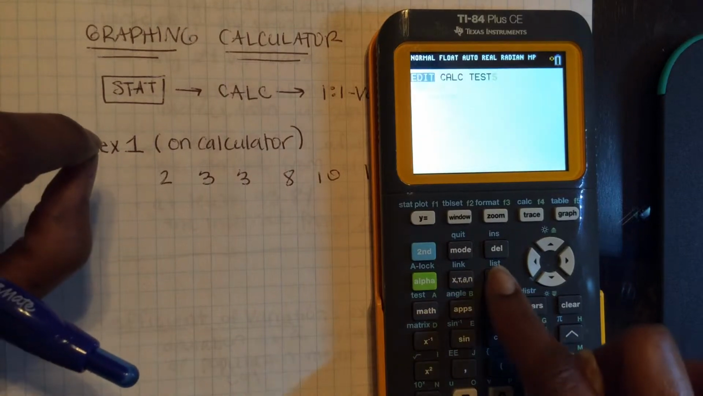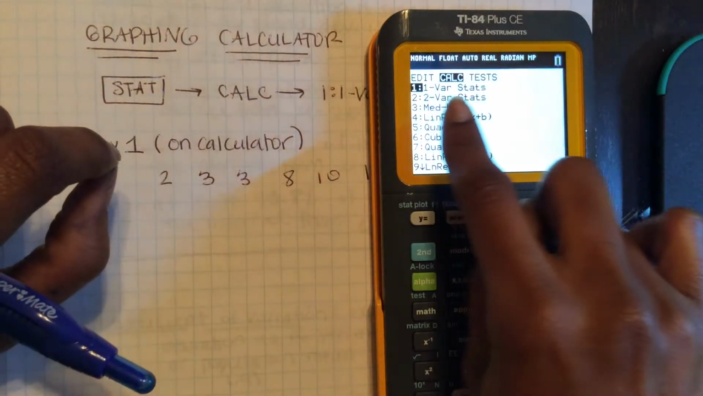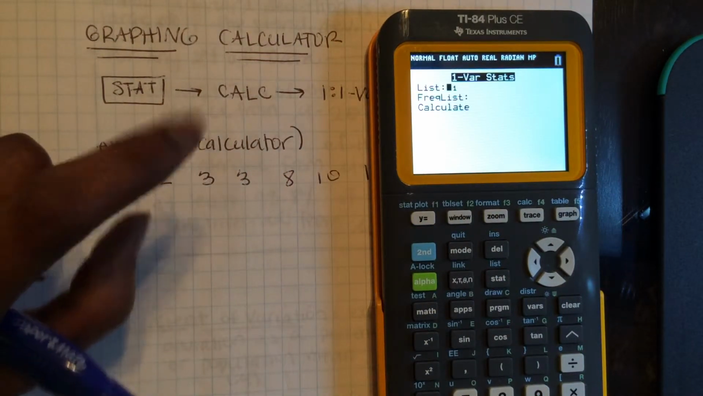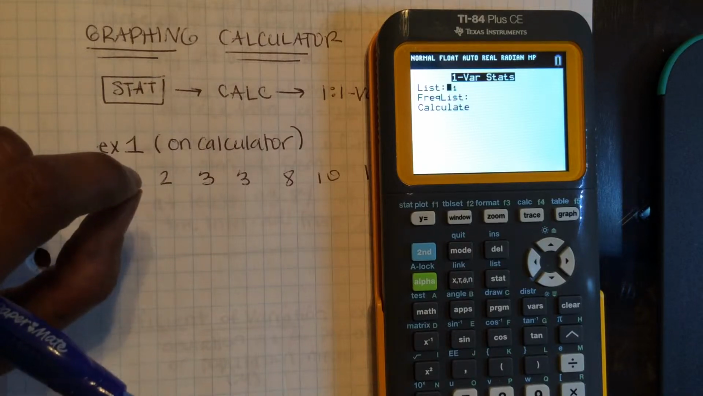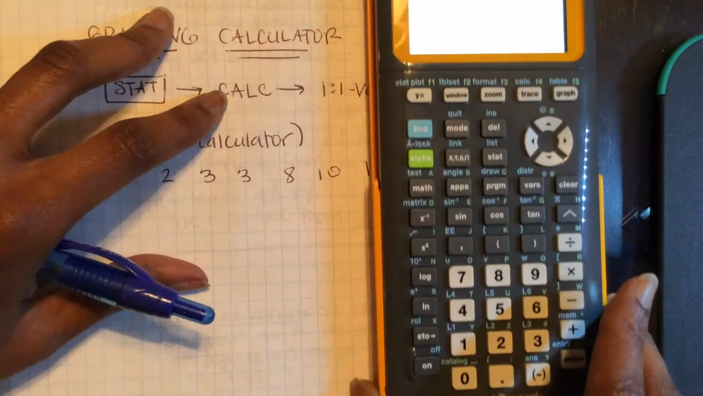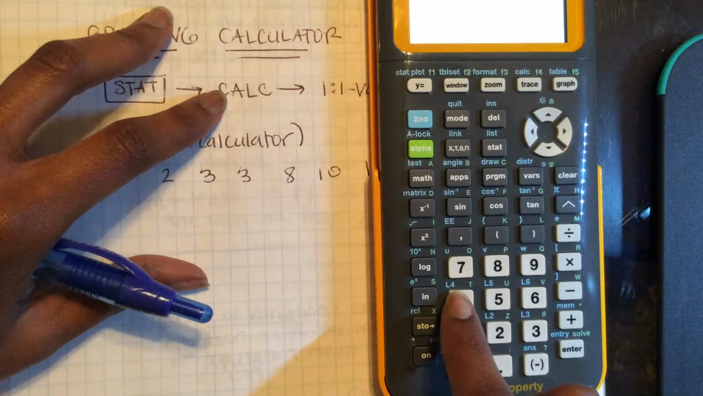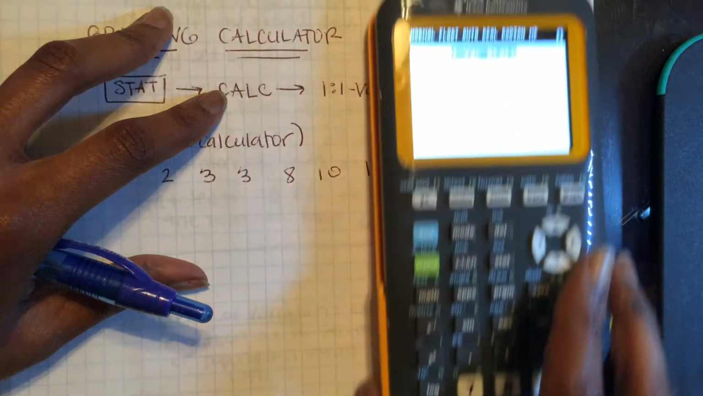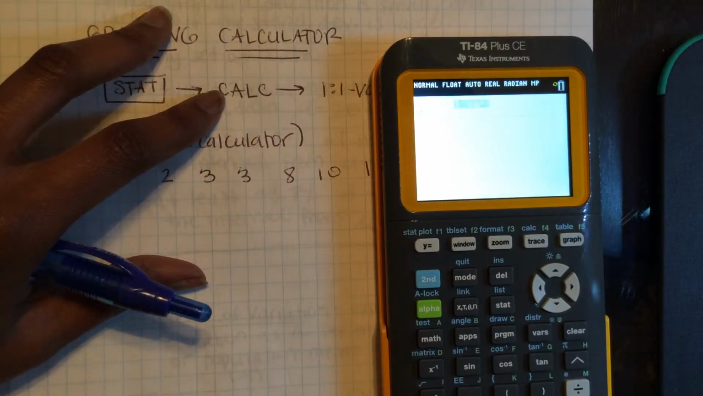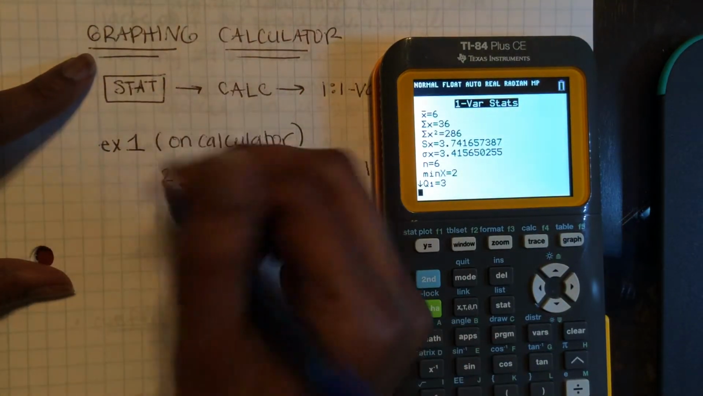So now I'm going to click Stat, go over to Calc. You see number 1 is one variable statistics, which is what we're looking for. My list should be L1. If it's not in L1, you can change it to any of the other lists, and you see those lists are here in blue, L1, L2, L3, L4, L5, L6. So now if I press enter, enter, enter, here is my sample mean.